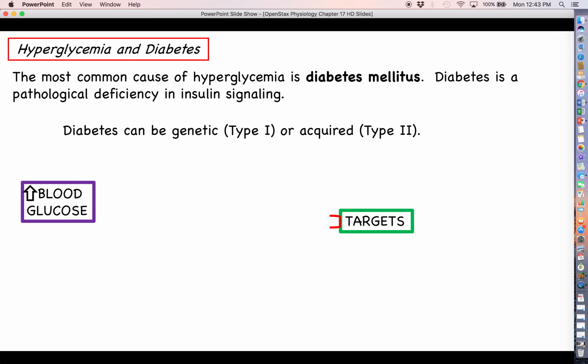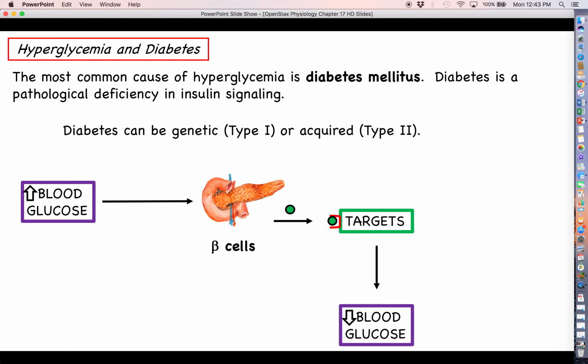So the way that this is supposed to work, as we saw before, is that when blood glucose levels get high, the beta cells of the pancreas sense this, secrete insulin, insulin binds to target cells, which take up glucose from the blood, and that reduces your blood glucose. Type 1 and type 2 diabetes represent a failure of this mechanism, but they represent two different failures, although the end result is essentially the same, a failure to bring blood glucose levels down.